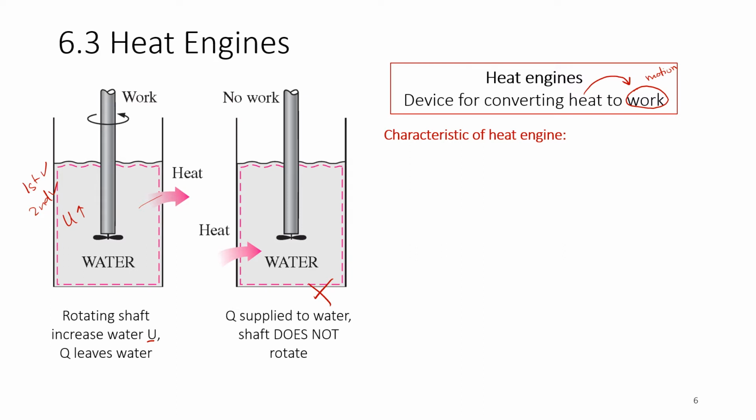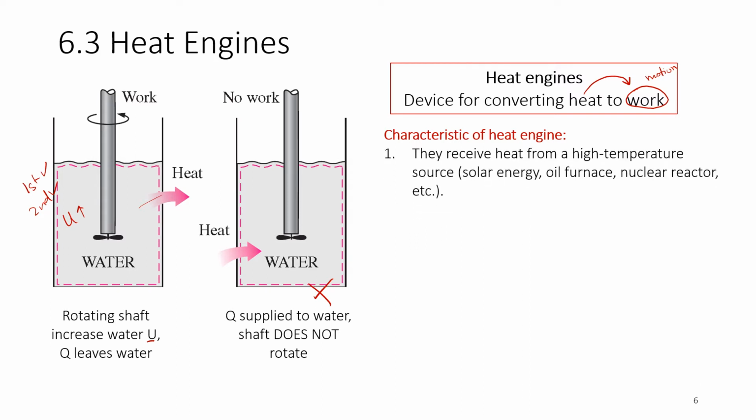So, characteristics of a heat engine. They receive heat from a high temperature source. The high temperature source can be solar energy, an oil furnace, a nuclear reactor, and like I said in the previous topic, it can be the sun. Anything at all that can be considered a thermal reservoir. So it will receive heat from that, and it will convert part of this heat to work. And normally when you talk about work, it's usually in the form of a rotating shaft. It converts part of this heat. That's a keyword here: part of it, not all of it.